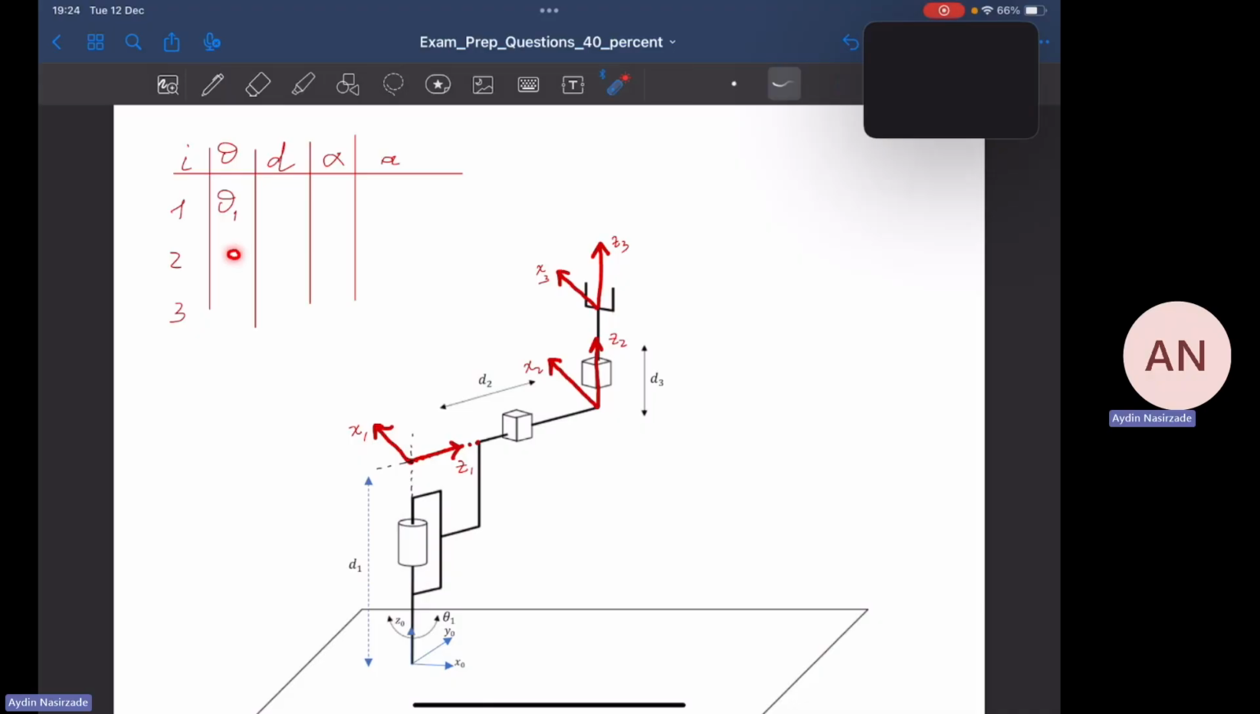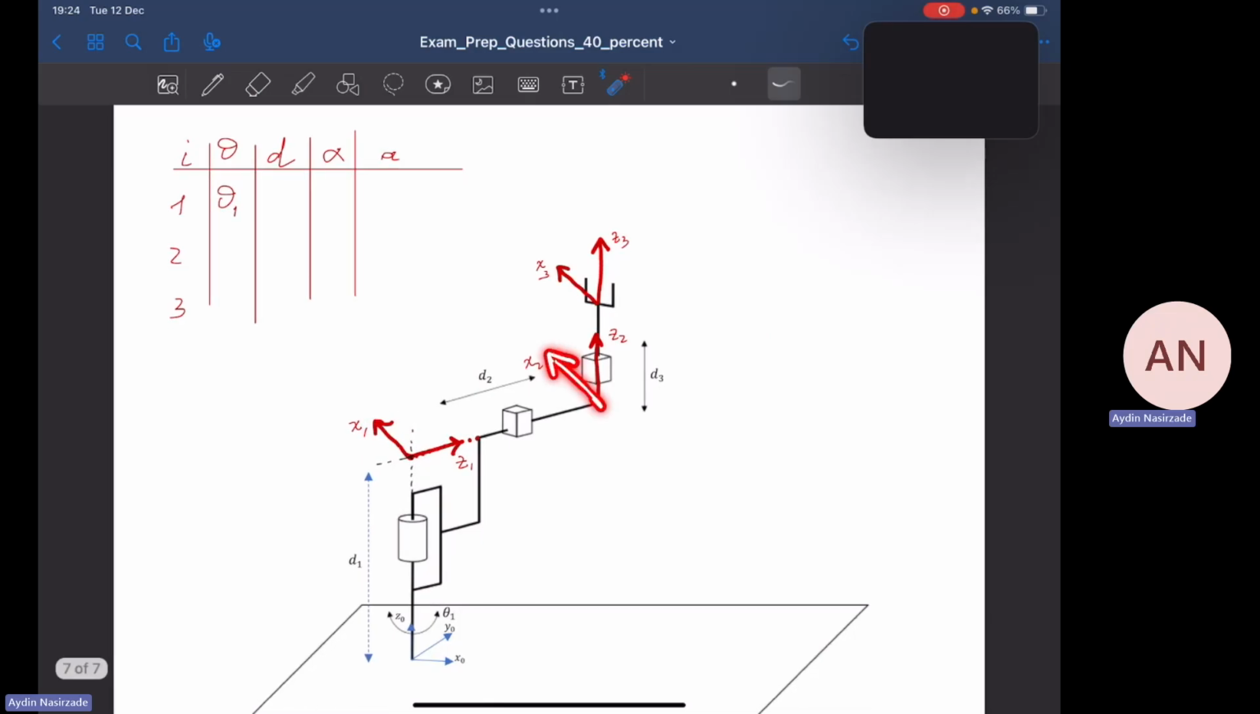Theta 2: the question is, around z1, how much do I have to rotate x1 so that it can align with x2? As you can see, there is no need for any rotation because they are already aligned. So it's going to be 0 degrees right here. What else?